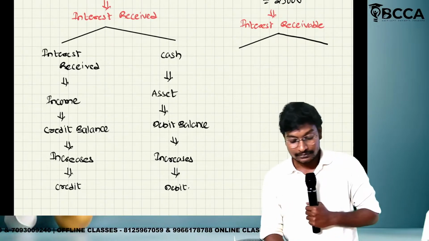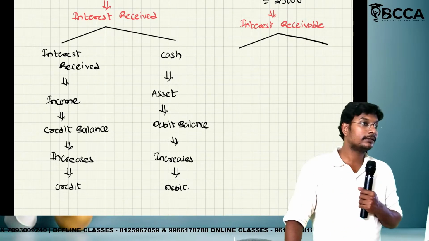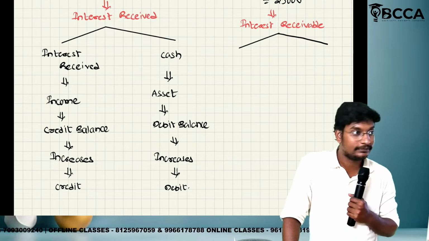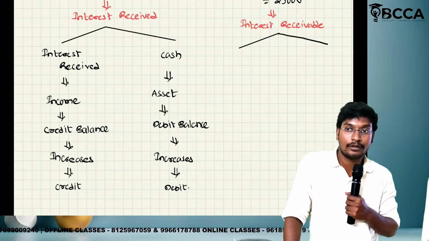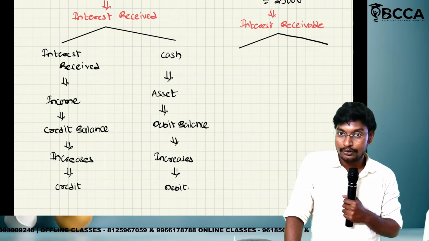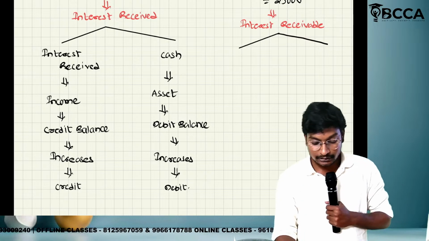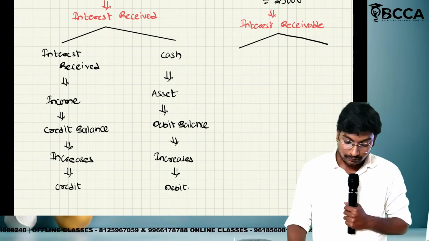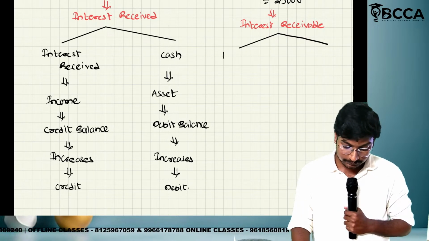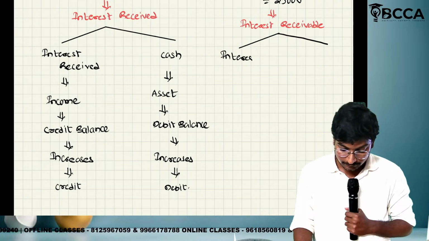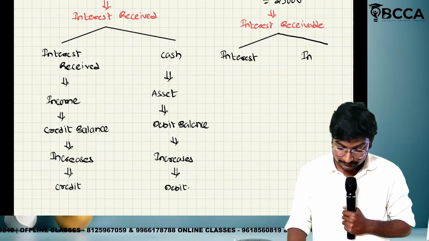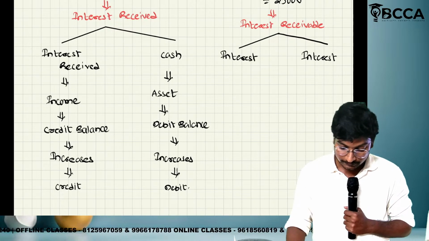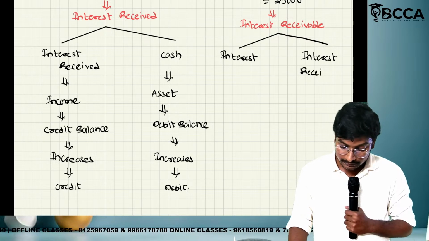What are the two outcomes? Receivable. Receivable means whether the cash will come into the picture. No. Receivable means we have not received, so that cash will not come into the picture. So what are the two outcomes here? Interest and interest receivable.